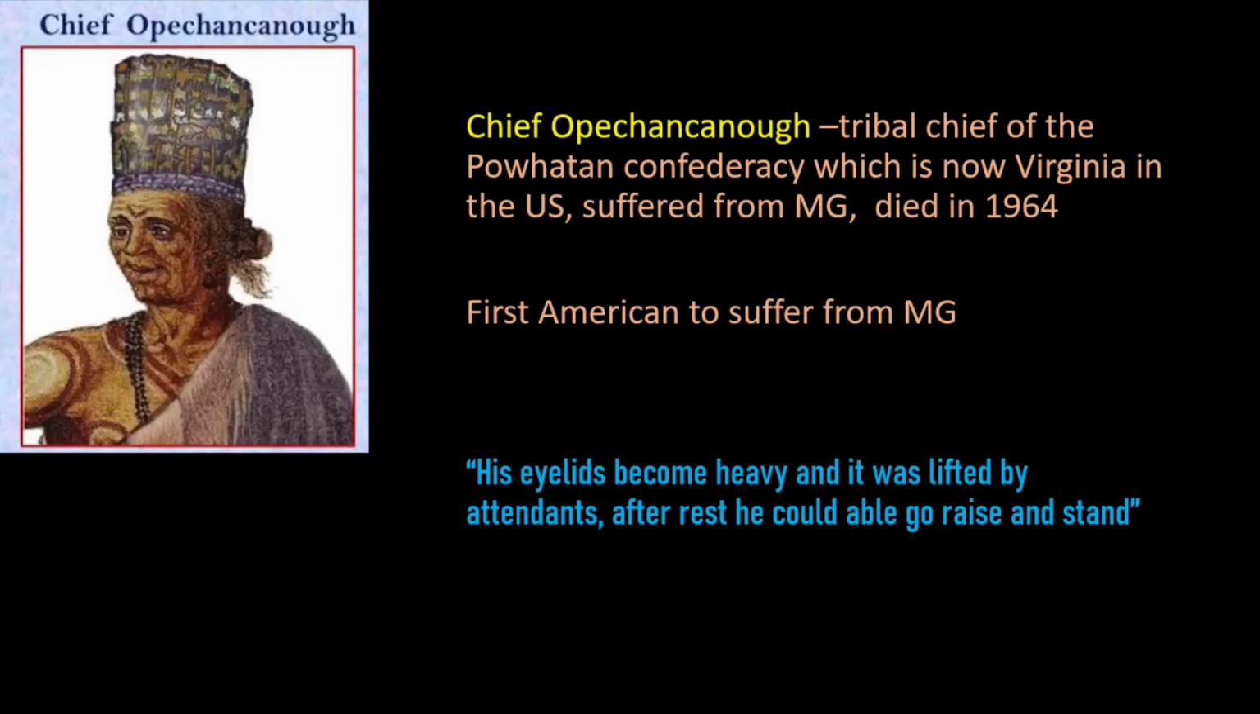And this was the first ever case of myasthenia gravis reported in the literature. He was a tribal chief, and one interesting part about this case is that he had attendants to lift his ptotic eyelids. After rest, his weakness significantly improved. So definitely he was suffering from myasthenia gravis. He had both ocular features and generalized features.